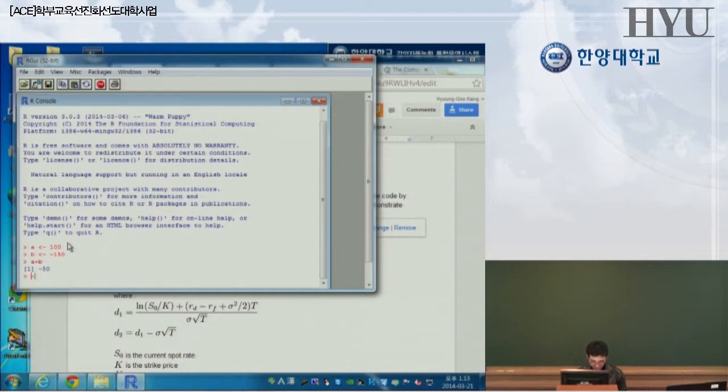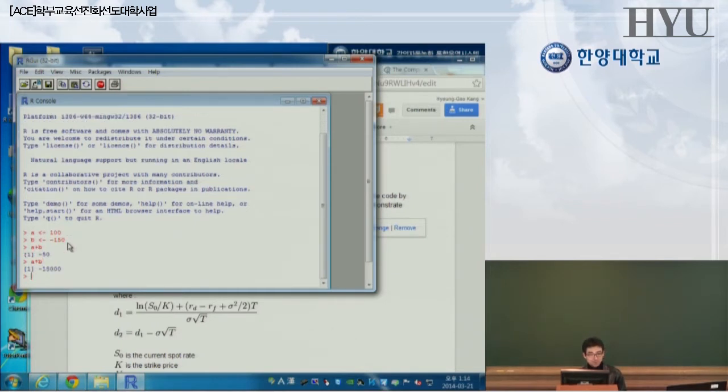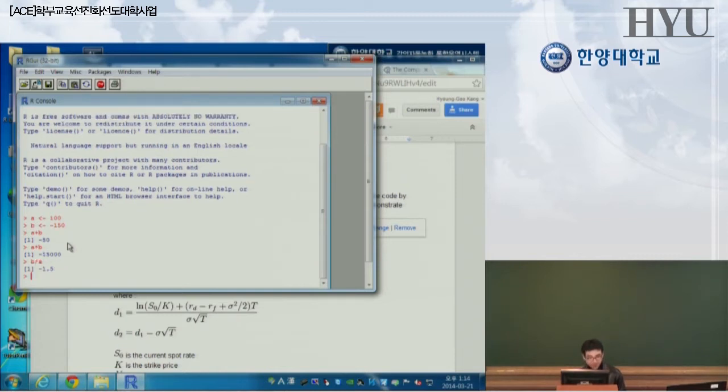A multiplied by B. What is it? A multiplied by B. This seems the correct answer. B minus A is minus 1.5. Any question?